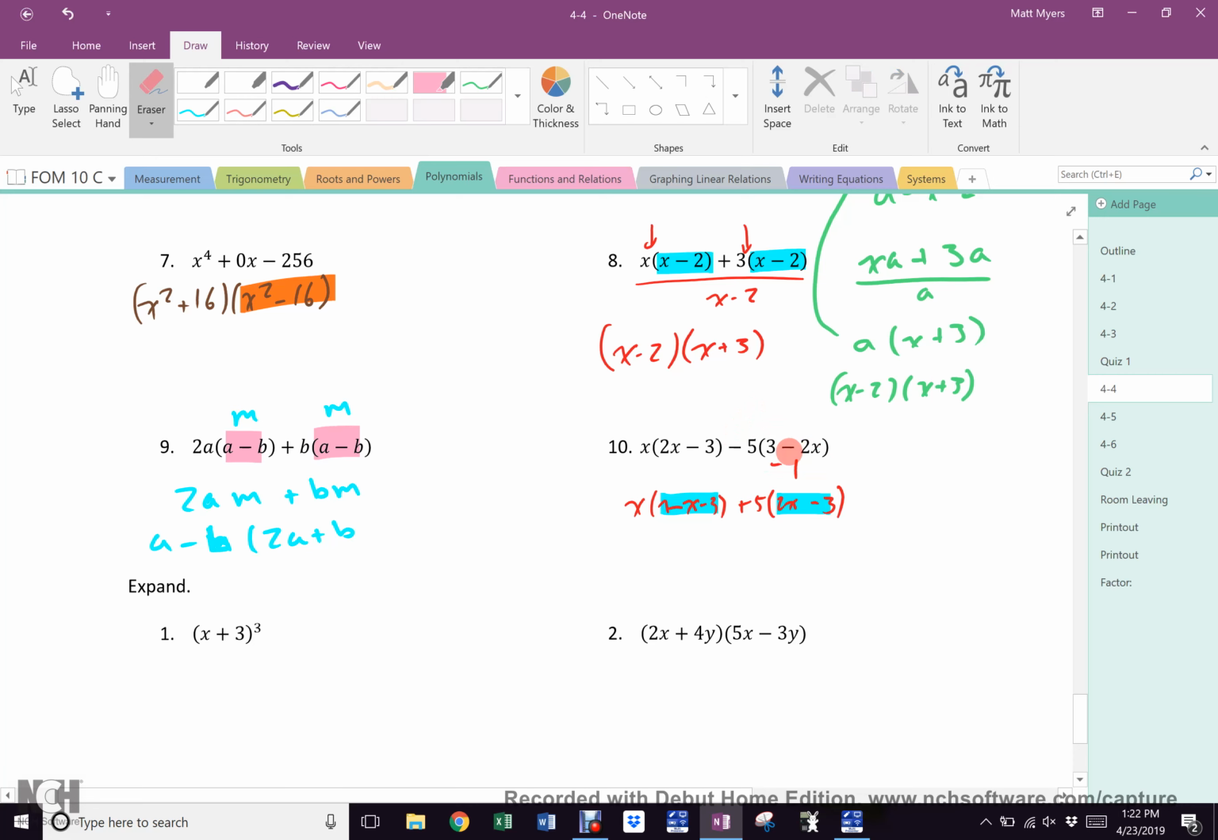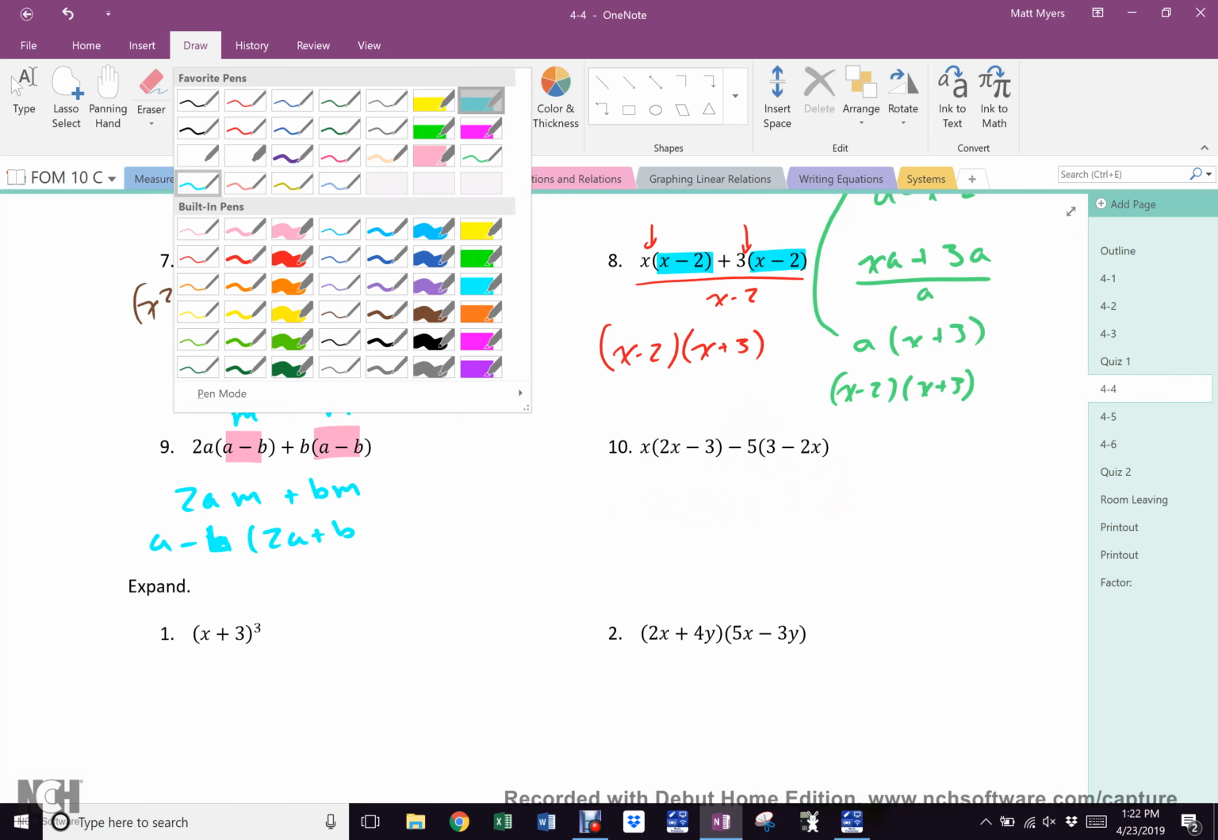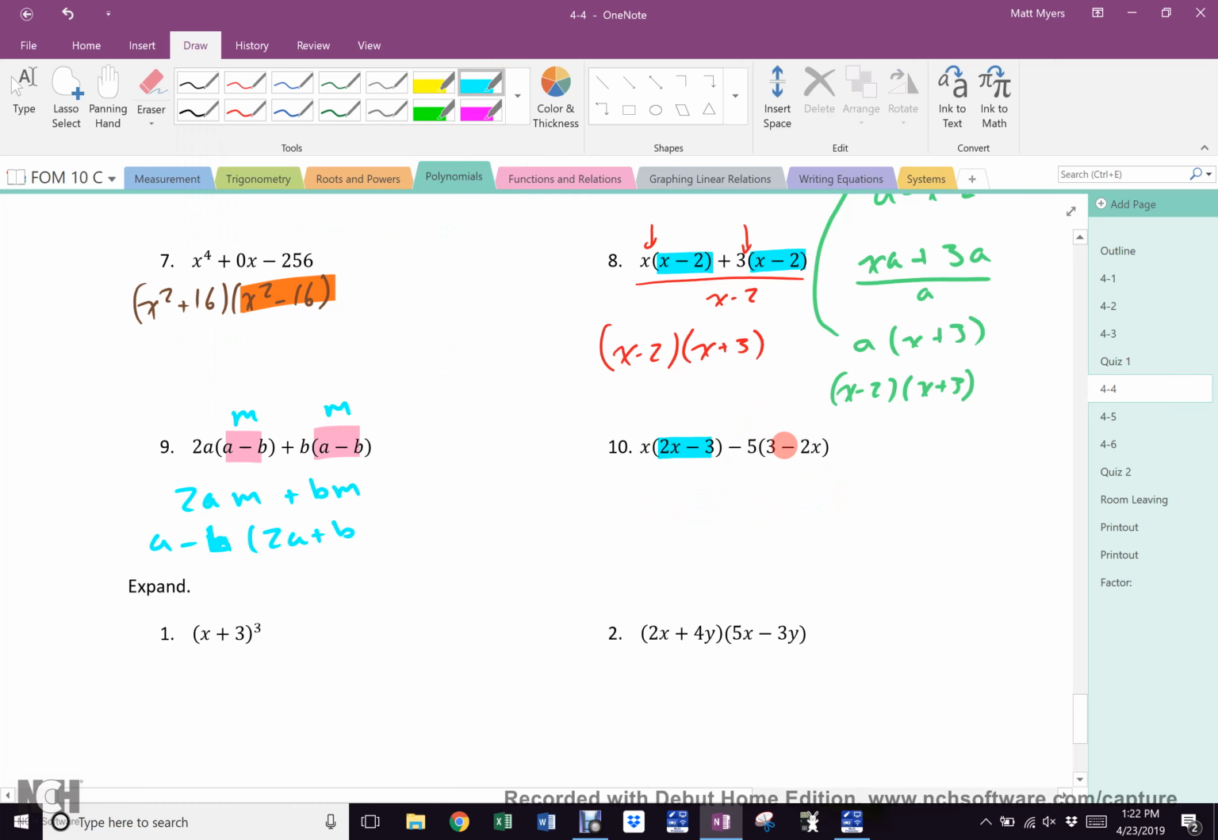Now this one, somebody asked about on Thursday, and that's why I showed you. You're not sure what to do, but you can see that that and that are almost the same, aren't they? This 2x is positive, this 2x is negative. This 3 is negative, this 3 is positive. So if I divide that by negative 1, is that okay? It is, because 1 is a factor of everything, correct? I can always divide everything by 1.